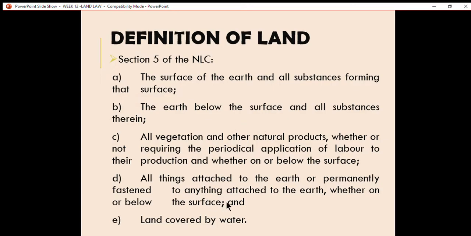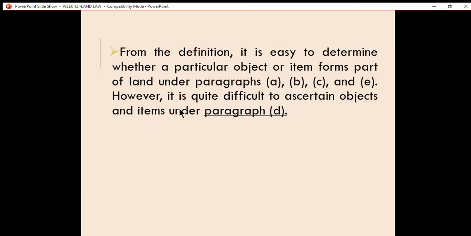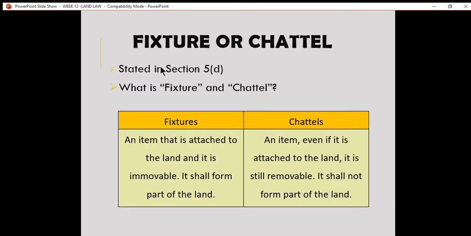Okay, but for the purpose of the syllabus, we need to identify the items under paragraph D. This is because it is easy to determine whether a particular object or item forms part of land under paragraph A, B, C and E, but it is quite difficult to ascertain objects and items under paragraph D. And this is known as the rule of fixture and chattel. Okay, based on this rule, it is stated in Section 5, Subsection D of the National Land Code.